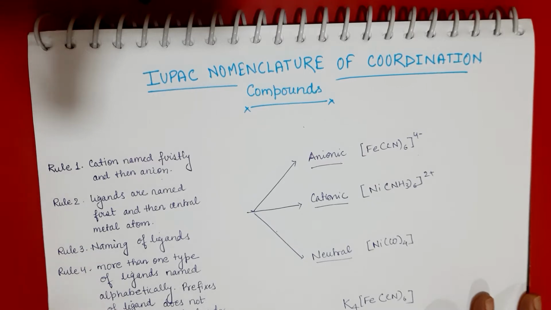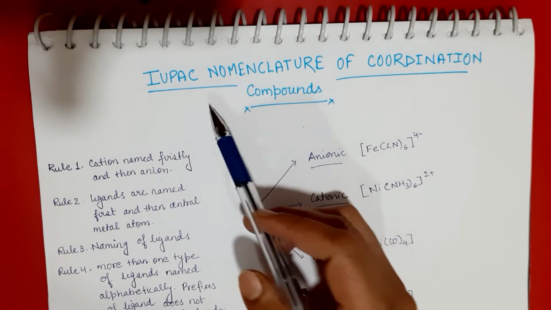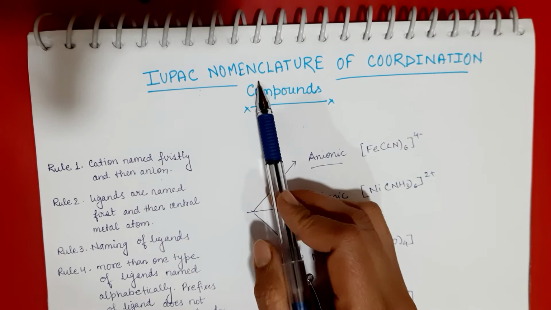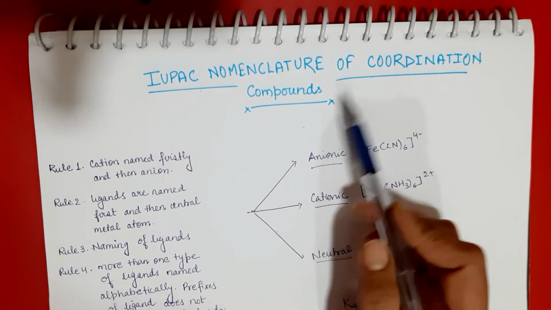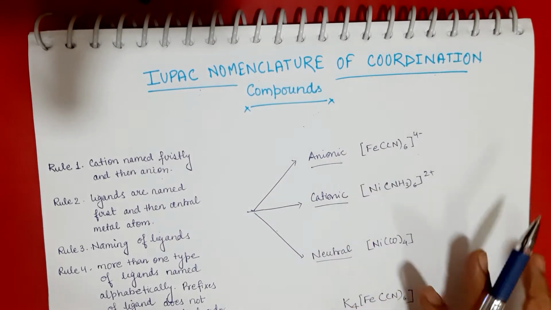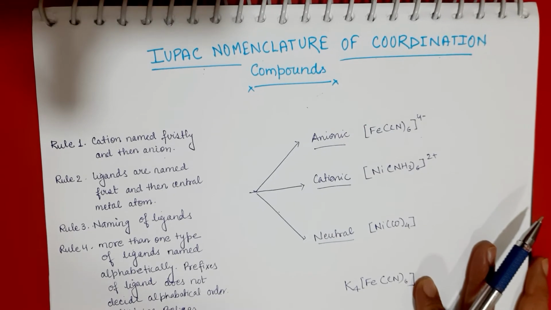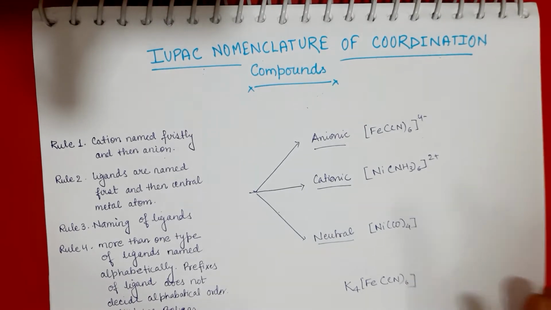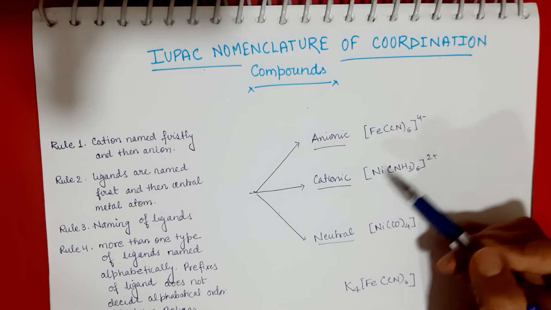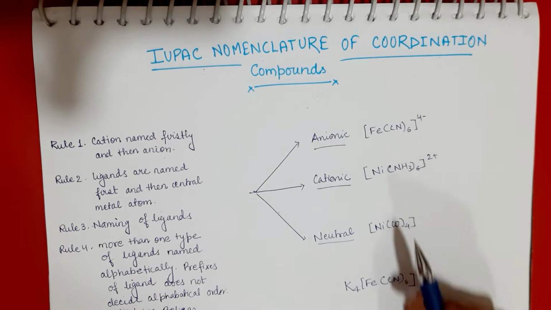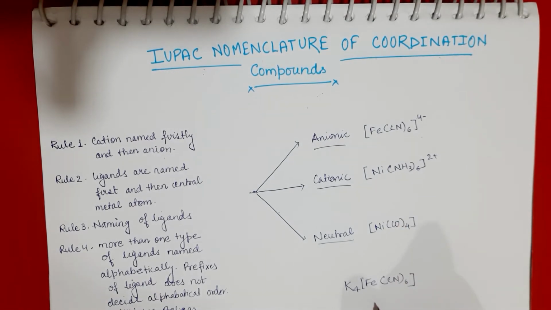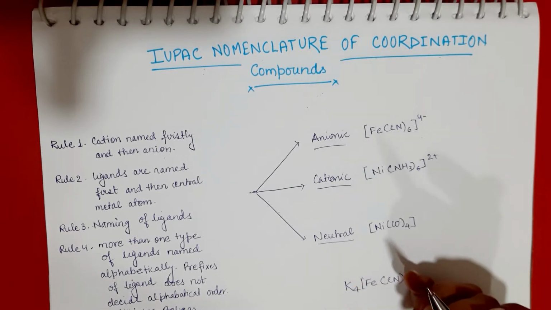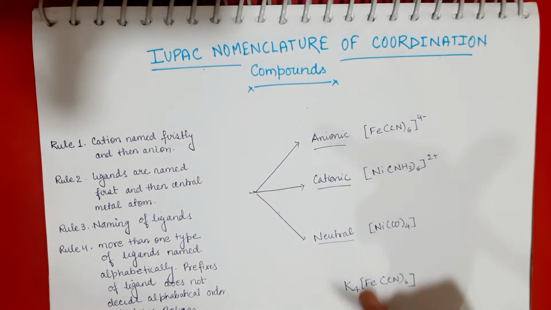In this video we are going to discuss how you can write the IUPAC nomenclature of a given coordination compound. Firstly, you have to remember that a coordination compound consists of a coordination sphere, and that sphere can be anionic, cationic, neutral, or consist of both anionic and cationic. So you first identify the given coordination sphere in this category.